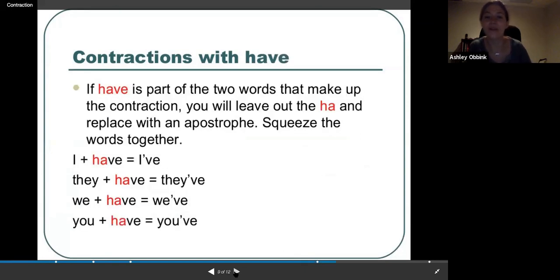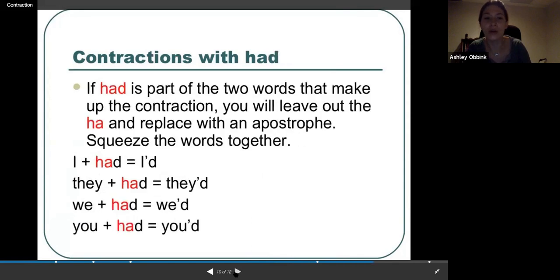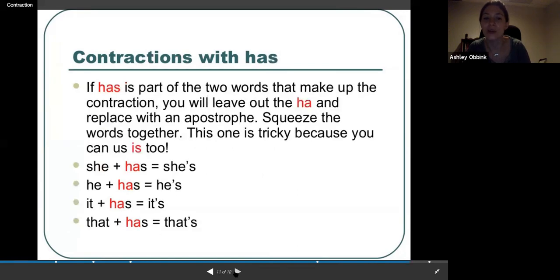If it has "have", you get rid of the H and the A and put the apostrophe. So "I have" is "I've", "they have" is "they've", "we have" is "we've", "you have" is "you've". If "had" is part of it, you get rid of the H and the A. So "I had" is "I'd", "they had" is "they'd", "we had" is "we'd", "you had" is "you'd".